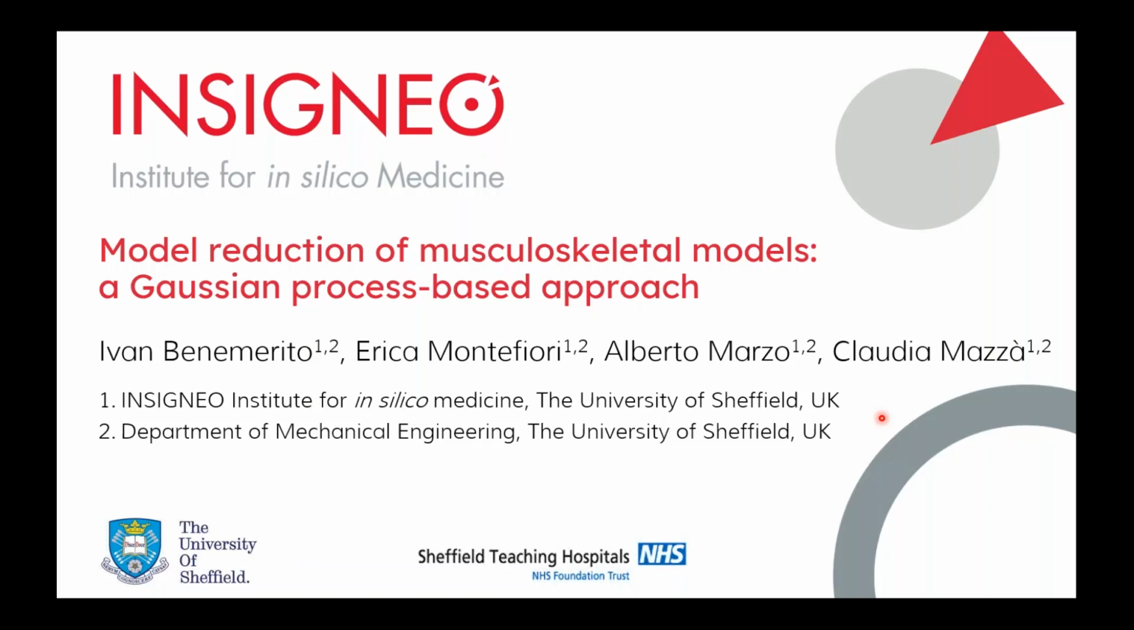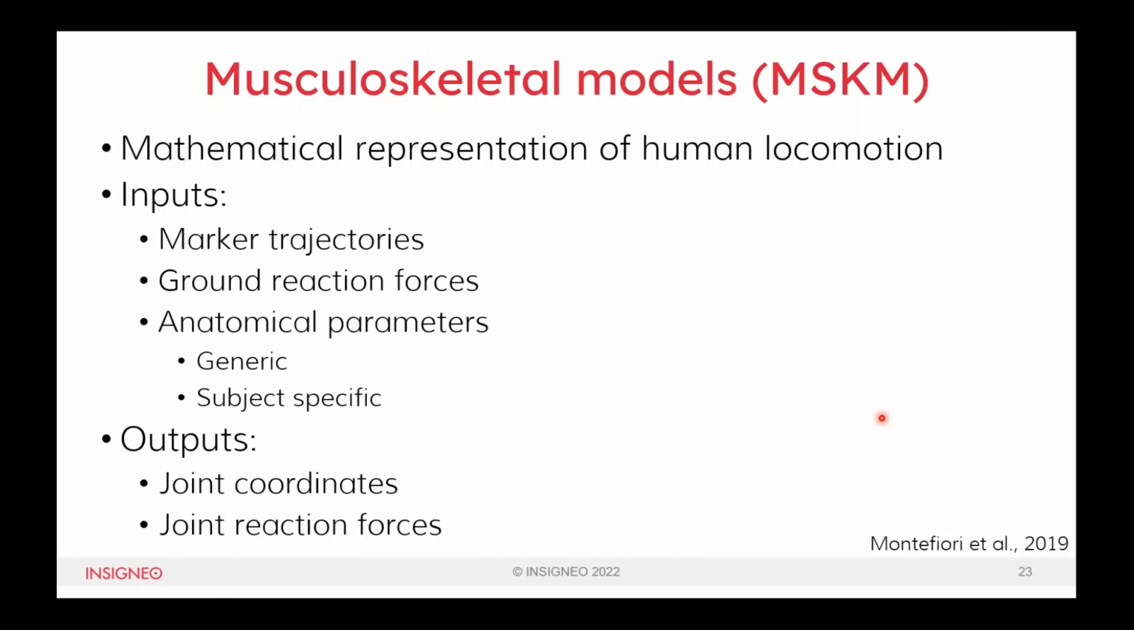And this is a study that, again, we are performing. It's currently being performed here in Sheffield and concerns the use of Gaussian process emulators for doing model reduction of personalized musculoskeletal models. I will start with a brief definition of what a musculoskeletal model is. It is a mathematical representation of human locomotion.